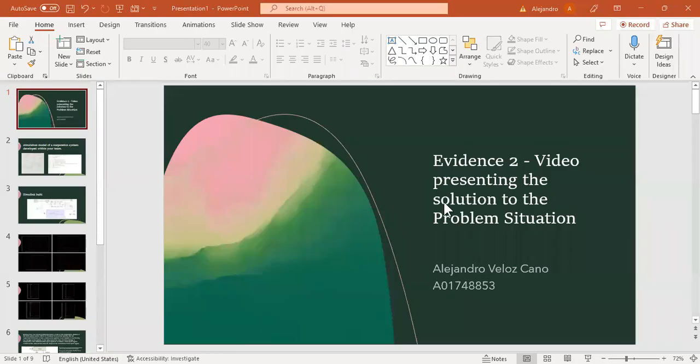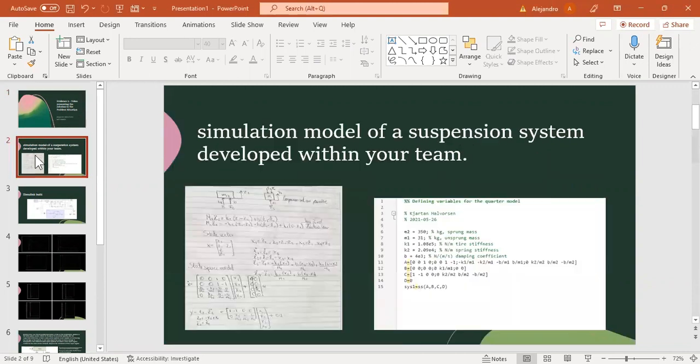This is the solution to the problem situation on the video. So basically, the problem situation was to develop a viable suspension system. And the first step to being able to do that was to understand our system and model it.